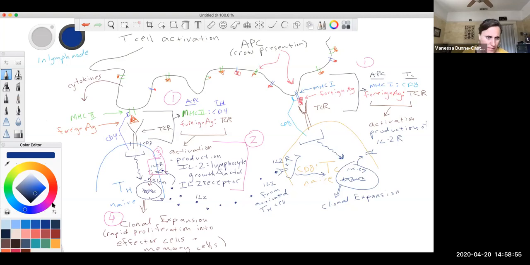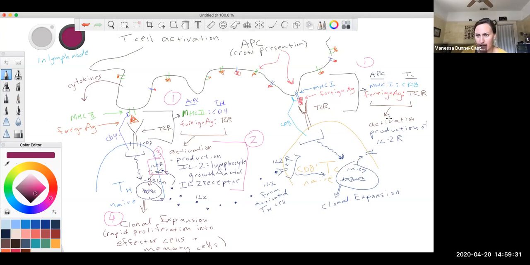Let's put our numbers to these things. So here we had this receptor engagement leads to activation, which is interleukin-2 production and interleukin-2 receptor. Then we said that after interleukin-2 is produced, if it binds back to that receptor, this would be step number 3. And then that receptor engagement leads to another change, which would lead to the rapid proliferation and the production of effector cells and memory cells for clonal expansion. So here we have, again, receptor engagement for cytotoxic T cells that are naive with antigen-presenting cells cross-presenting foreign antigen on MHC class 1.